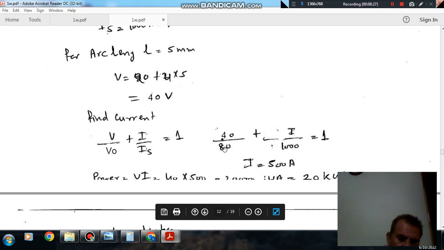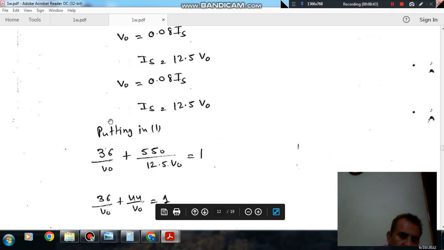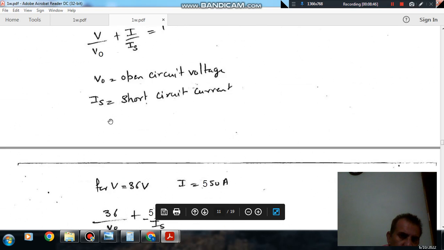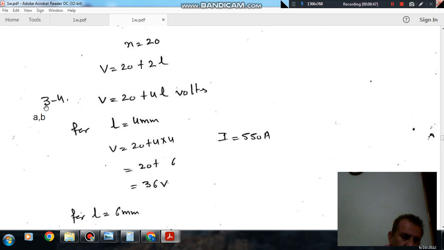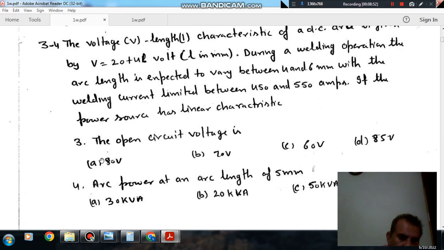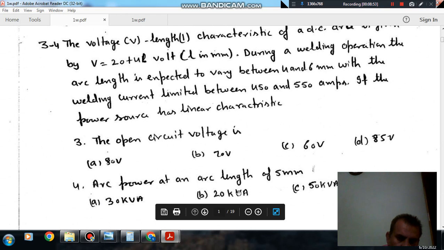So now finding out the power. Power is V into I, 40 into 500, or that is 20,000 volt ampere or 20 kilovolt ampere. So the answer is 20 kilovolt ampere. So the answer to question number 3 is A, and the answer to question number 4 is B.